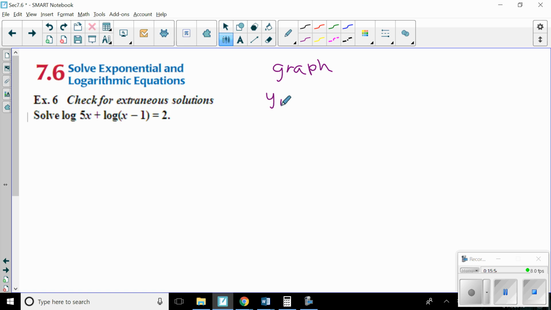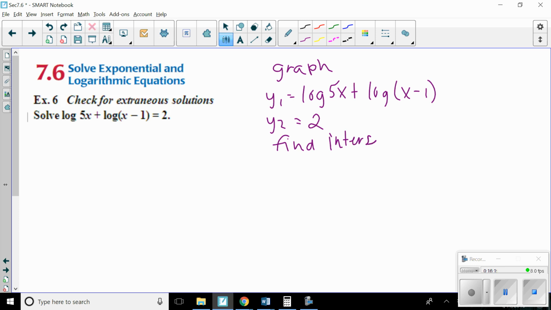So y1 is going to be log of 5x plus log of x minus 1. And then your second equation, the second y value in your graph, is going to be the right side of your equation, which is just y equals 2, and then find the intersection using the calc function on the graphing screen of your calculator.